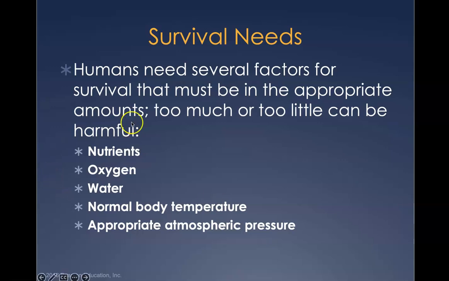So again, for survival, we need nutrients, of course. We need oxygen to survive, and we'll talk about that especially in terms of our energy production. And then we need water to survive. We need to be able to maintain a normal body temperature, and we also need to maintain an appropriate atmospheric pressure within the body. So we'll talk about all of those things. This one you're going to talk mostly about in 202, but we'll talk about some of these things today in terms of homeostasis.